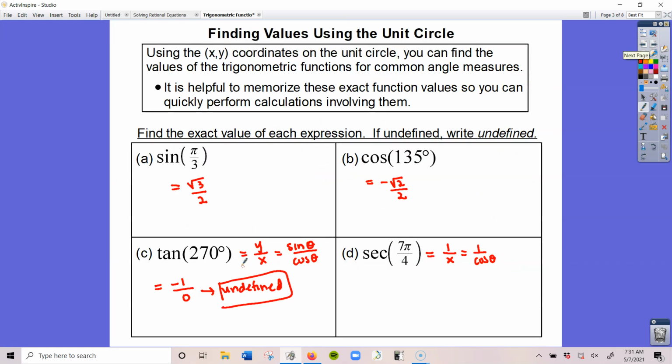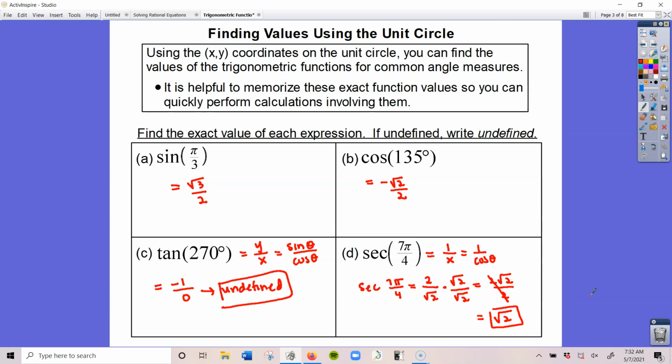So the secant of 7 pi over 4 is the reciprocal of square root of 2 over 2. So that would mean 2 over the square root of 2. But remember, we can't have a square root in the denominator, so we would rationalize this. And I would get 2 square root of 2 over 2, which the 2's would cancel, and that would give me a final answer of square root of 2.